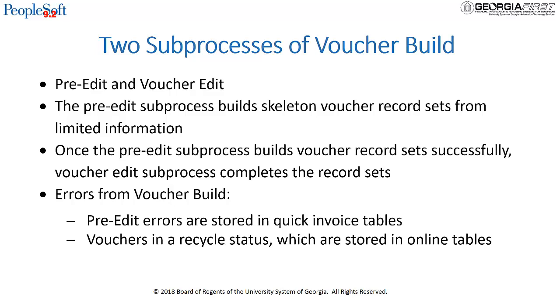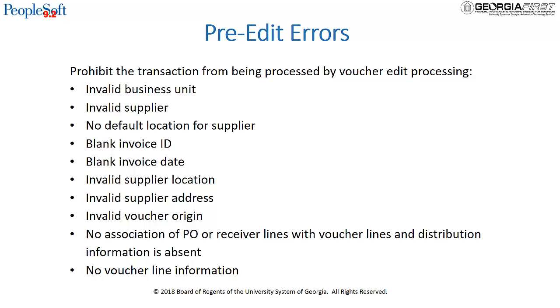The voucher build process can result in pre-edit errors, which are stored in the quick invoice tables, or it can result in vouchers in a recycle status, which are stored in the online tables. Pre-edit errors prohibit the transaction from being processed by voucher edit processing. For example, if the transaction has an invalid supplier ID, the voucher edit sub-process cannot process default values correctly because supplier ID is part of the payables control hierarchy.